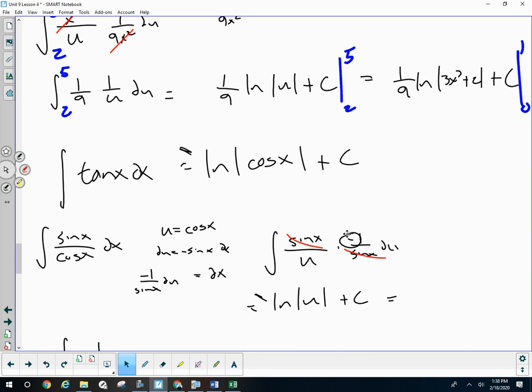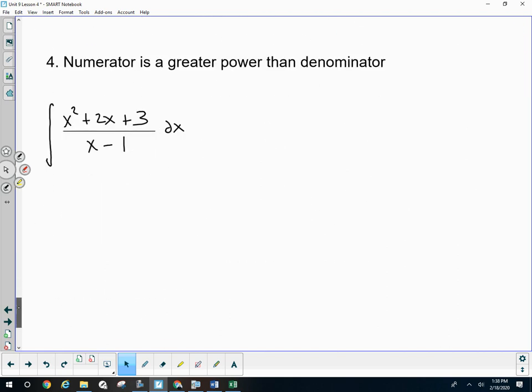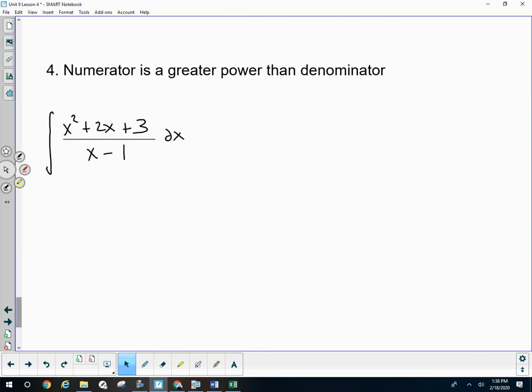Good, but let's get to some trickier ones that you guys are going to be excited to do. Let's go to the fourth situation. The numerator is a greater power than the denominator, and the denominator doesn't just have one term, it's got multiple terms. You might think u equals the numerator. It's not going to cancel. It's not going to help us. You ready? Can't factor the numerator.